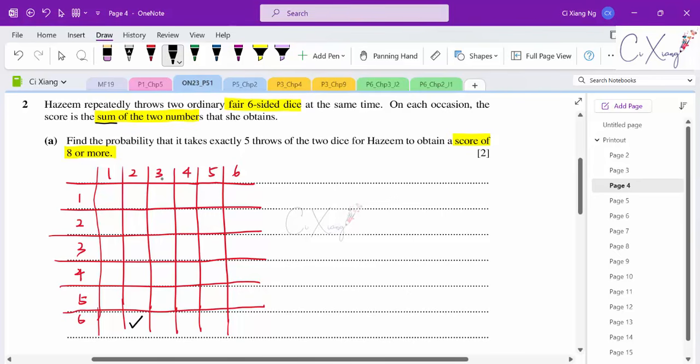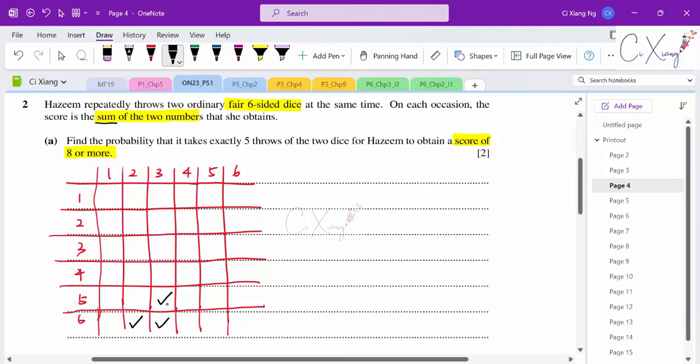Alright, then after that for the third column, 3 plus 1 you get a 4, 3 plus 2 you get a 5. So if you scan through again, maybe at this part 5 plus 3 you get an 8. So they want to have the score 8 or more, right? So 8 is included, therefore this is the cell that I want to consider. Then 6 plus 3 also.